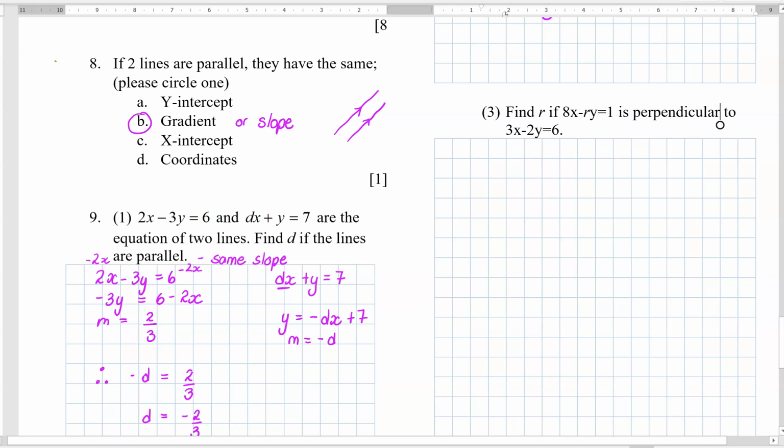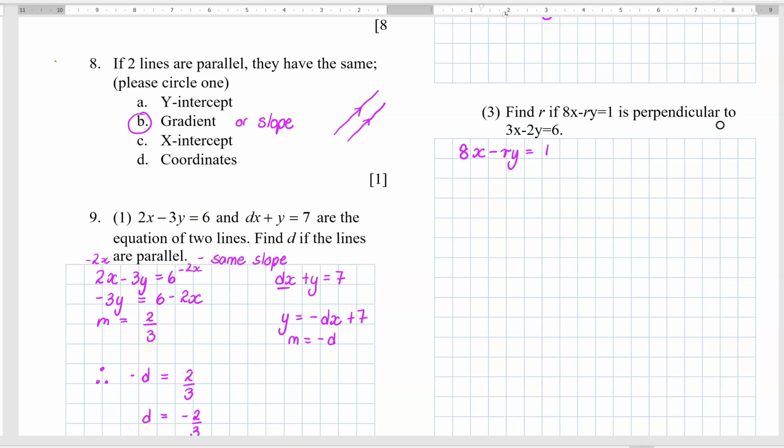Hope you're all going tick, tick, tick. We're getting all of this right. Okay, find r if it's perpendicular to this one. So same thing we did in 9.1. We first have to find the slope of each of these lines. Okay, so again, let's start with 8x minus ry equals 1.